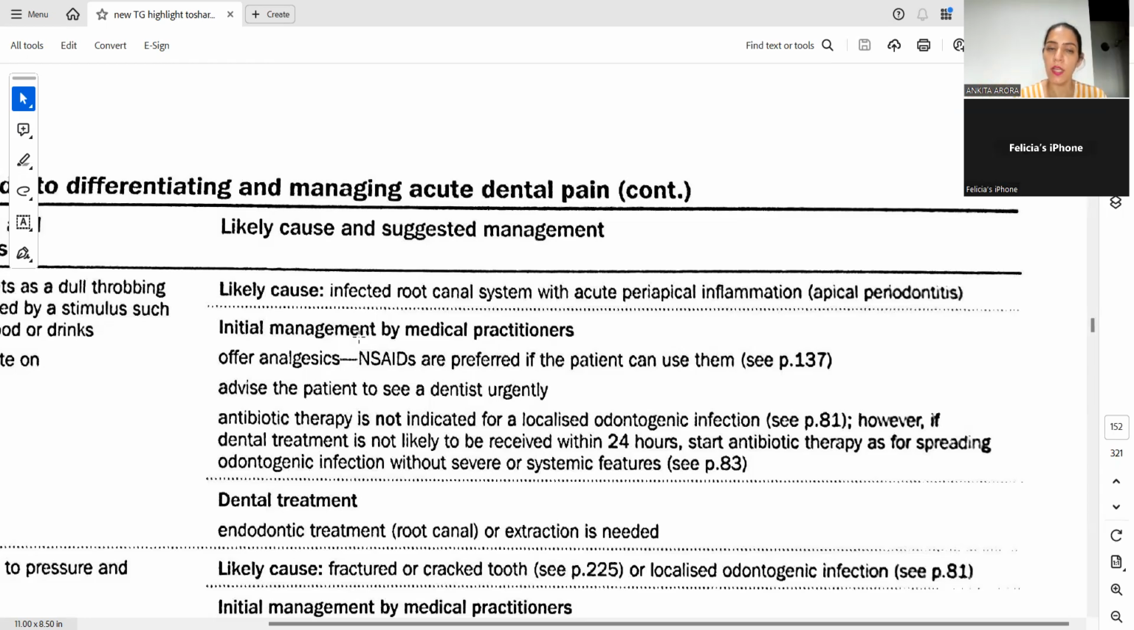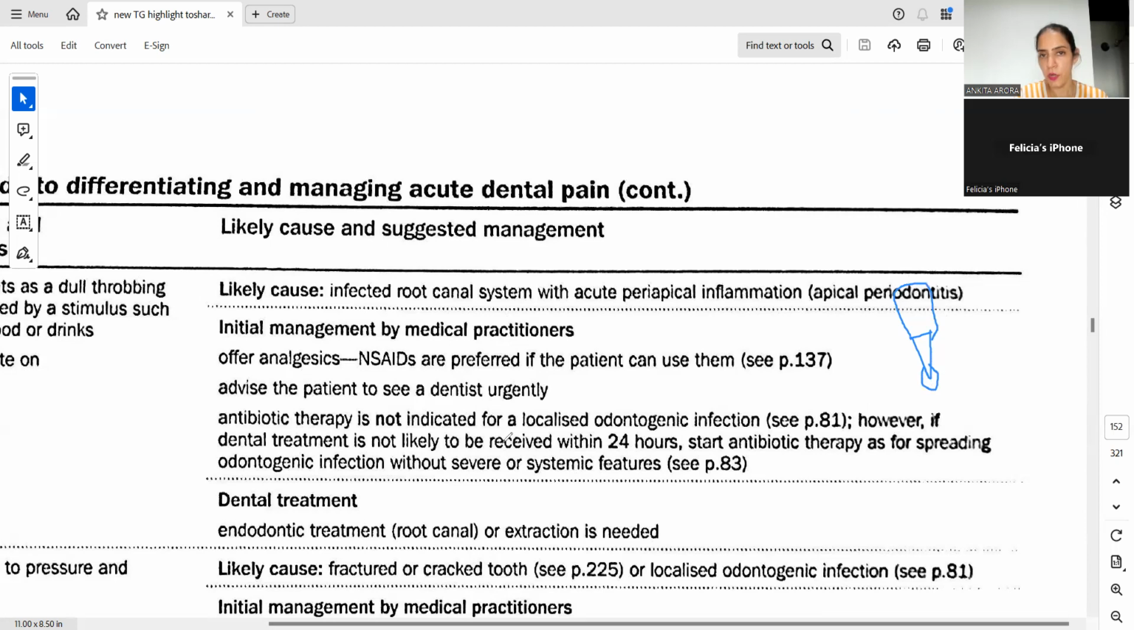It did not, our inflammation has not percolated, penetrated the apex of the tooth, which has happened in this case. So here we have a periapical abscess below the, this is apical periodontitis. It has more dull throbbing and periapical radiolucency on the X-ray will be there.